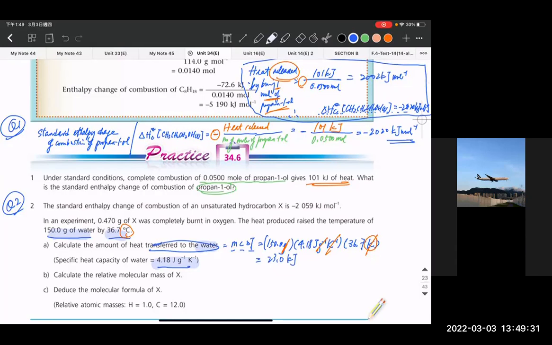Okay. Part B, calculate the relative molecular mass of X. Wow, quite nasty. You are going to do it in reverse. Because they just tell you that per mole of unsaturated hydrocarbon, it releases that type of heat. But this time, it involves that amount of heat only. So what is that?